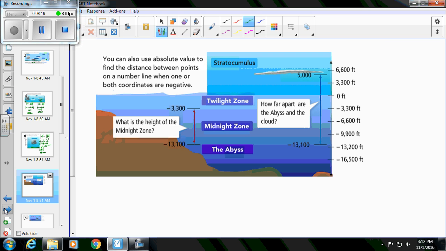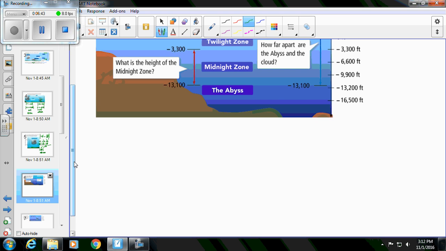Moving on. We can also use absolute value to find the distance between 2 points on a number line when one or both of the coordinates are negative. So let's start with the one where both of the coordinates are negative. What is the height of the midnight zone? And you can see we are underwater here. We're talking about the twilight zone, the midnight zone, and the abyss. So the midnight zone, we're looking for the height. So when I go to do that, it's a distance, so I'm going to use absolute value. It's negative 3,300 minus negative 13,100.